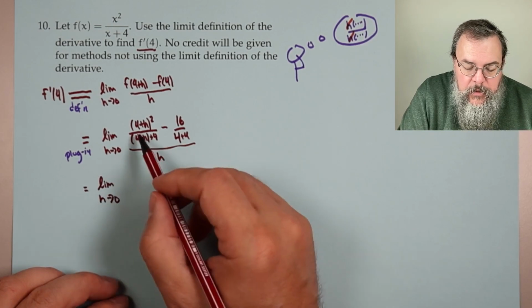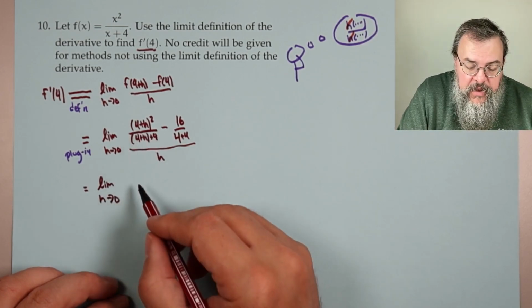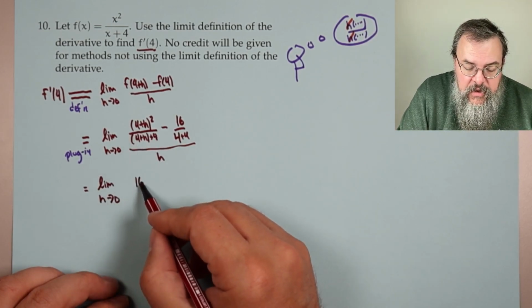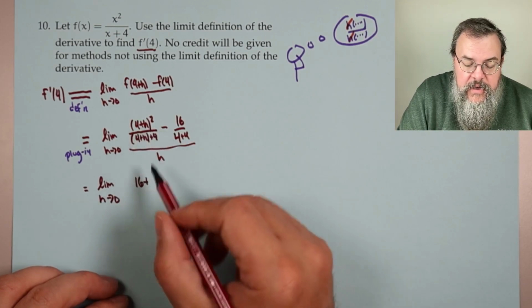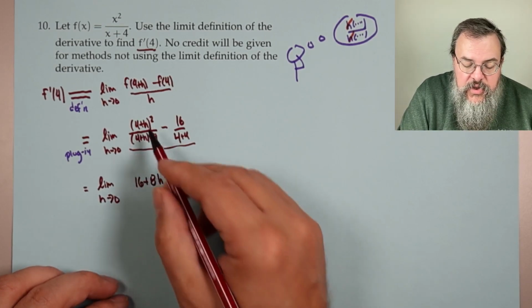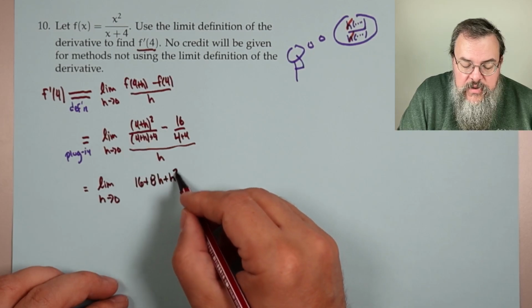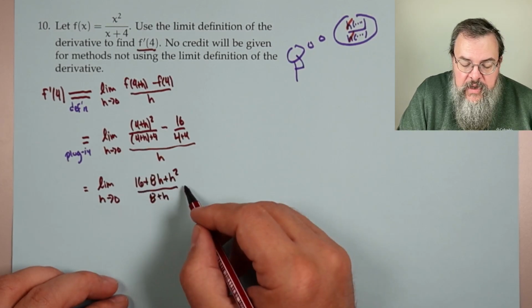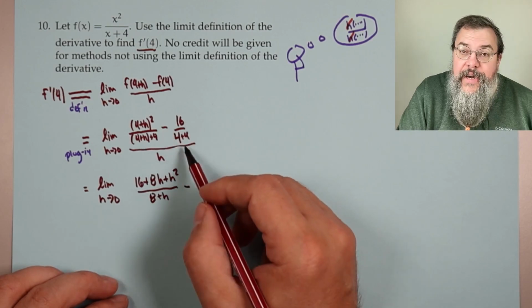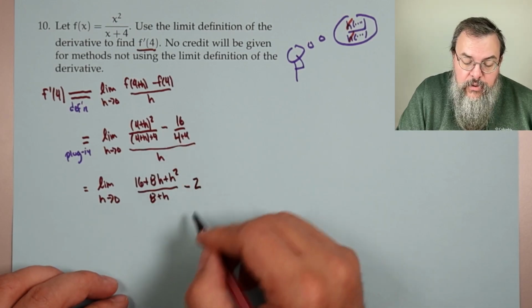And so let's start by squaring that. That would be 16, right, 4 squared. And then you have 8h and h squared. Downstairs you have 8 plus h. Subtract 16 divided by 8, well, that's 2.